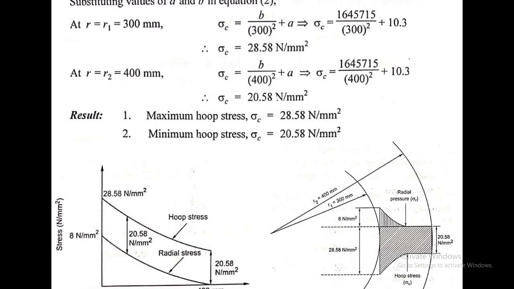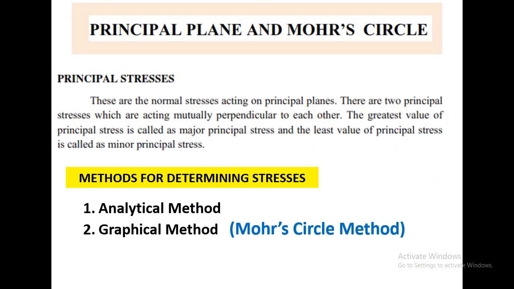So for these values, you draw the distribution diagram. You keep the radius on the x-axis and stress on the y-axis. So that's all. And coming to the next topic, principal plane and Mohr's circle. So principal stresses are the normal stresses acting on a principal plane.